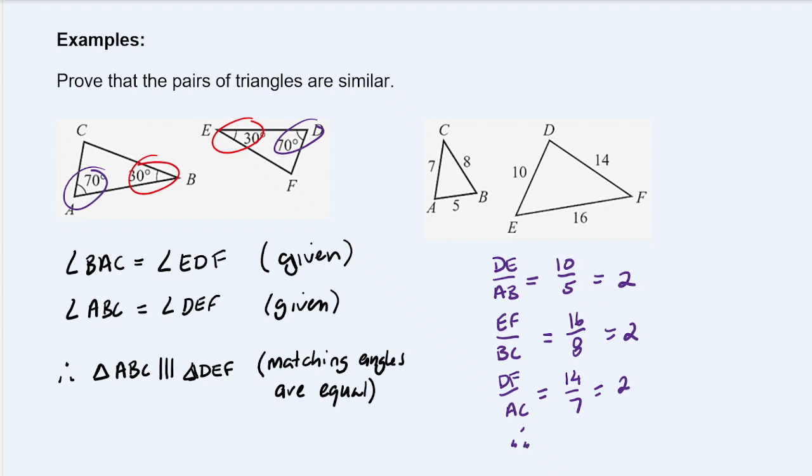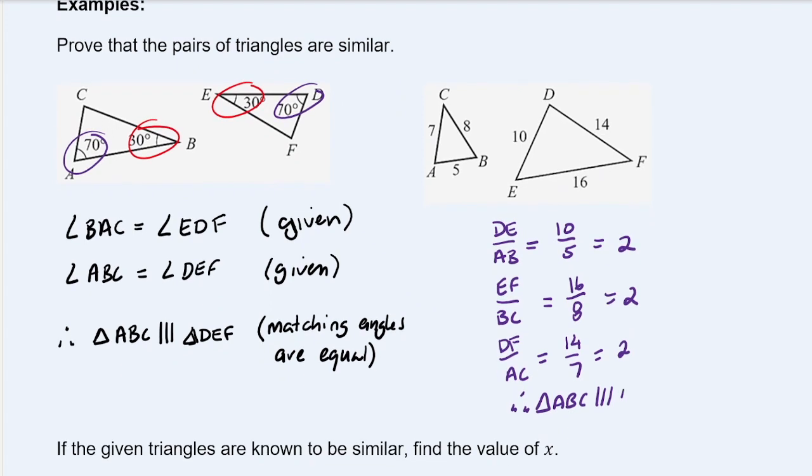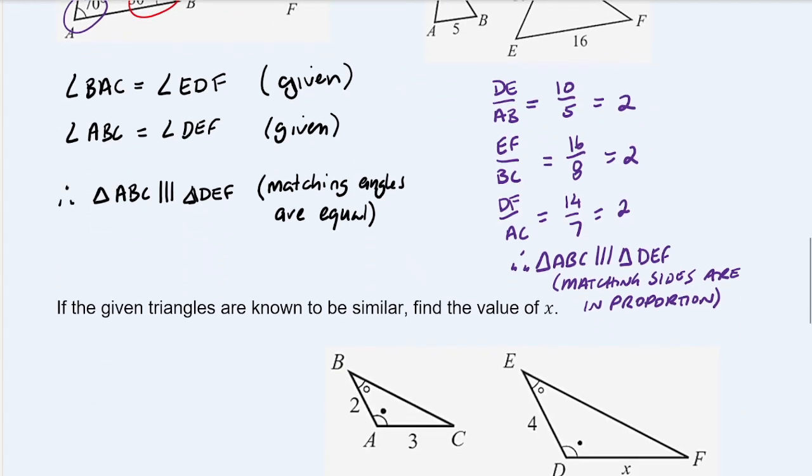Therefore, triangle ABC is similar to triangle DEF, and the reason is matching sides are in proportion. Okay, so it's about pulling that information out and matching it all up.